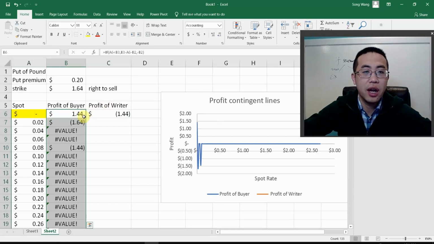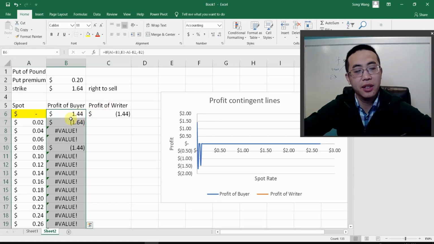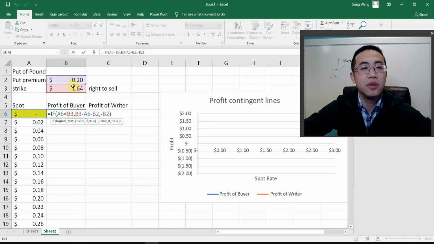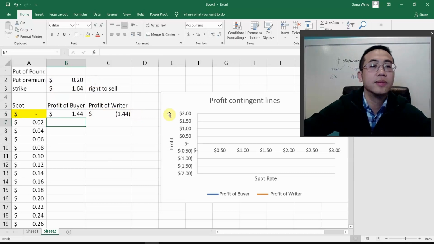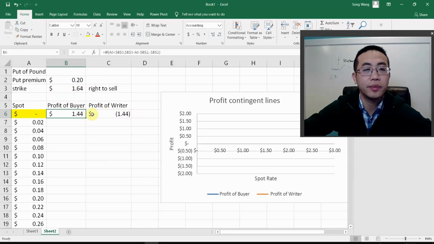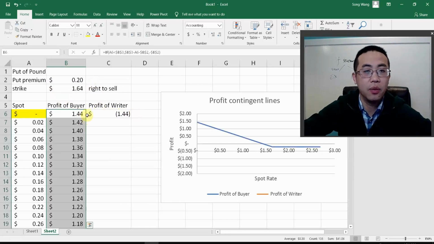Then this is the profit for the buyer and the seller. And I just drag it down. As you can see, what I forgot: I forgot to lock the strike and the premium, which should not change when I drag it down. So once again, I'm going to use F4 to lock the strike rate and also the premium wherever I put it. Okay, and then drag it all the way down.